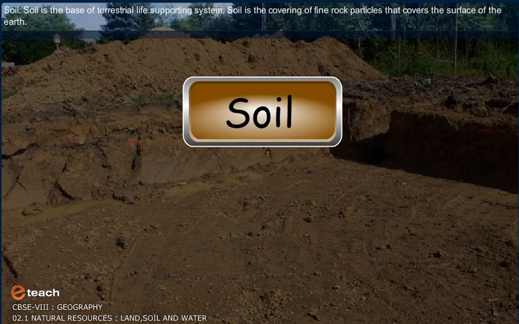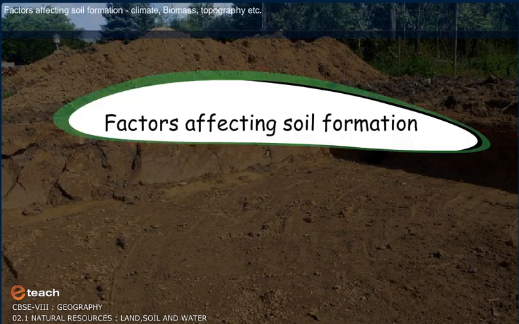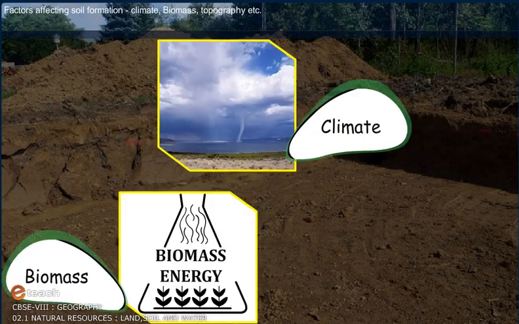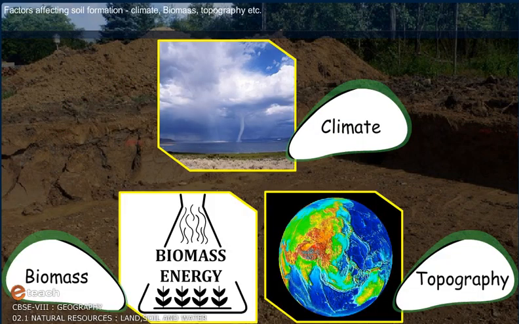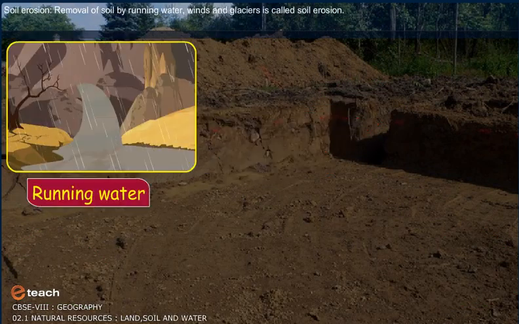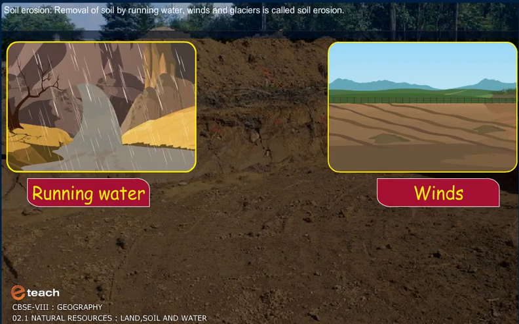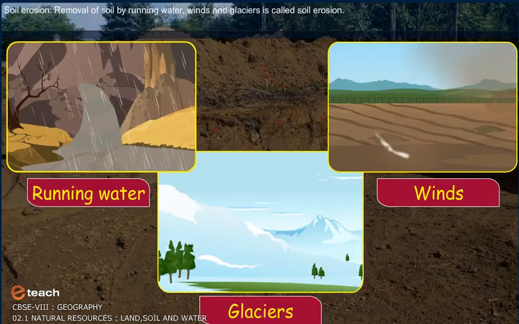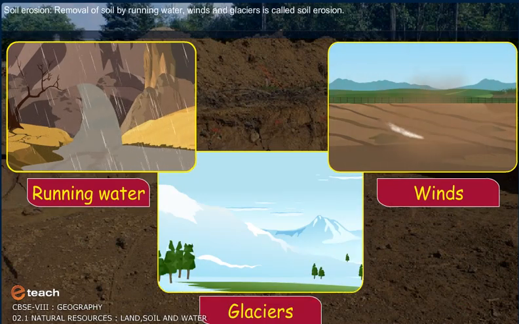Soil. Soil is the base of terrestrial life supporting system. Soil is the covering of fine rock particles that covers the surface of the earth. Factors affecting soil formation: weathering, climate, biomass, topography, etc. Soil erosion. Removal of soil by running water, winds, and glaciers is called soil erosion.